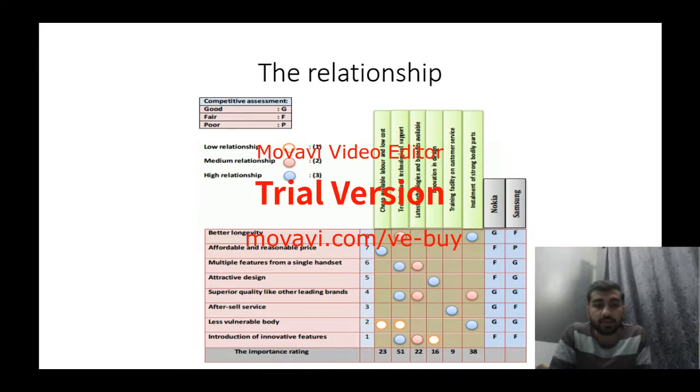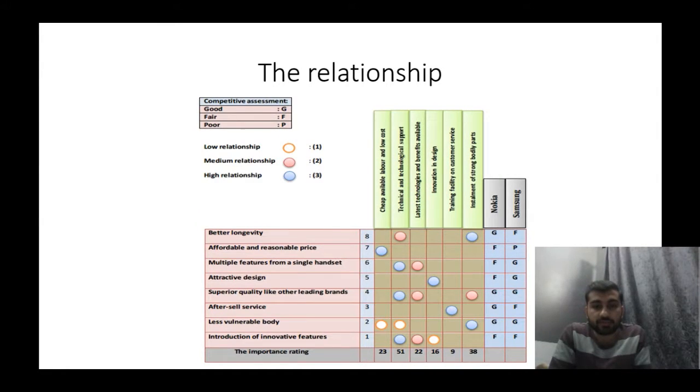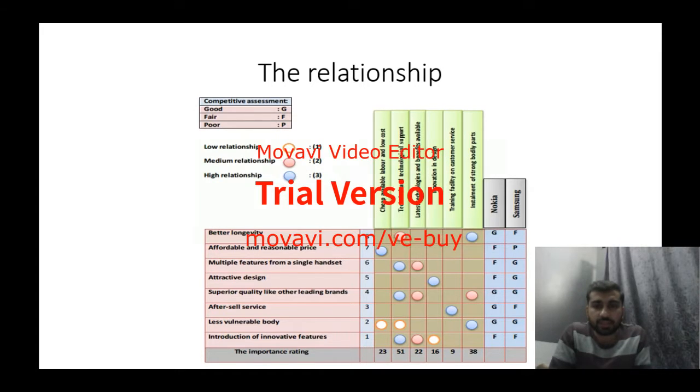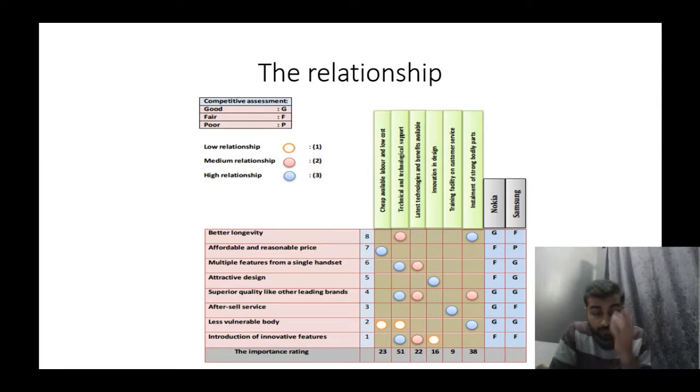Fourthly, the customer wants attractive design. OnePlus is innovative in design, and hence it can use that to give attractive design to the customers. Superior in quality, like other leading brands, can be achieved through technological and technical support, and again the latest technologies and benefits available, as well as strong bodily parts. Moreover, quality can be achieved through strong bodily parts.